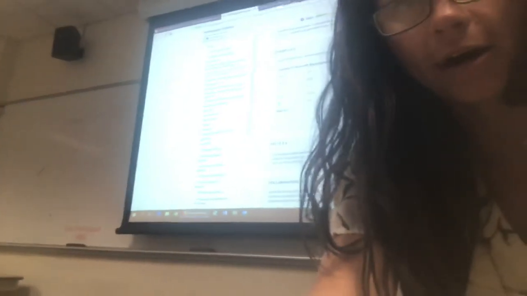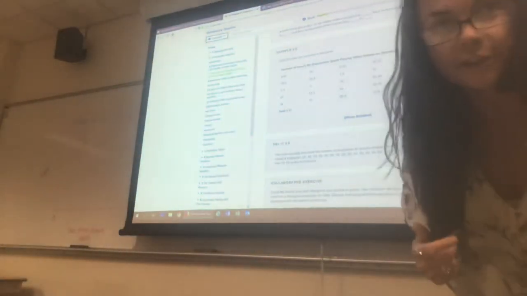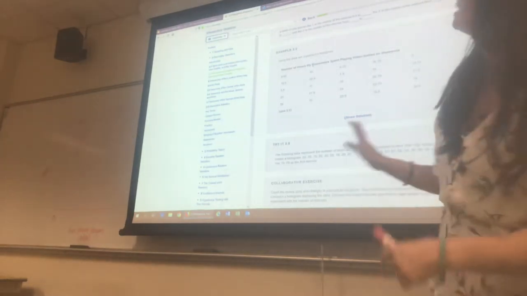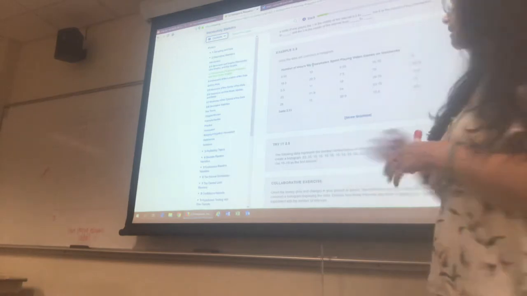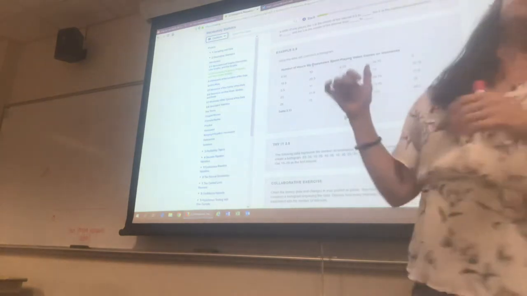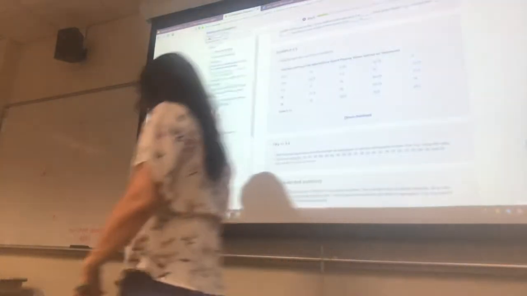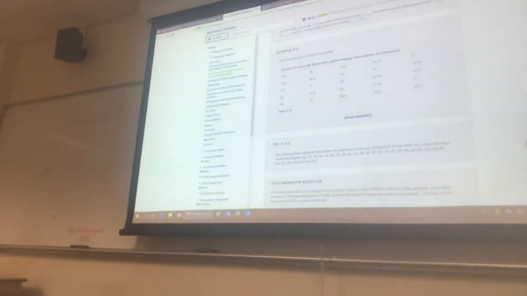All right, so we are on creating our histogram. Example 2.9 from the text: how many hours classmates are playing video games? And we ensured that our lowest point in our data was a 0, the highest point in our data was a 24. And generally, we like to pick anywhere between 5 and 10 different intervals to create a frequency table.